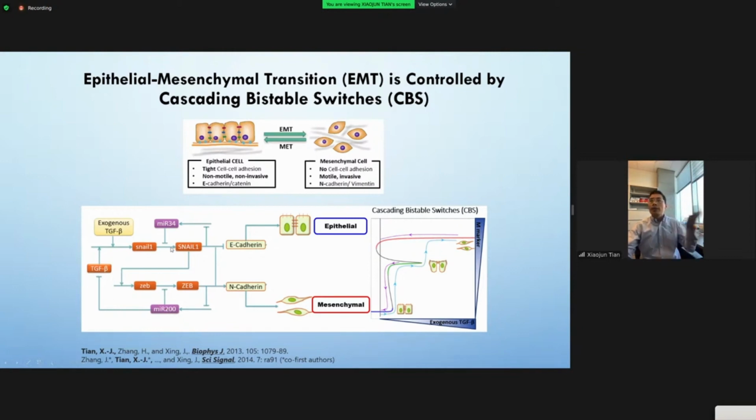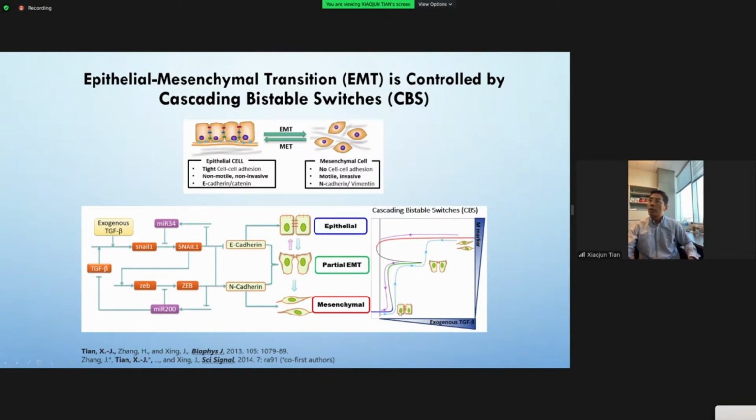Based on this network, we built a model, and after some analysis, this is the bifurcation diagram. And you can see here, actually, there are two bistable switches. We call this a cascading bistable switch. The first bistable switch is when we increase the TGF-beta concentration, the cell will be transitioned from the epithelial state to the partial EMT state. And after a second threshold, the cell will be transitioned to the mesenchymal state.